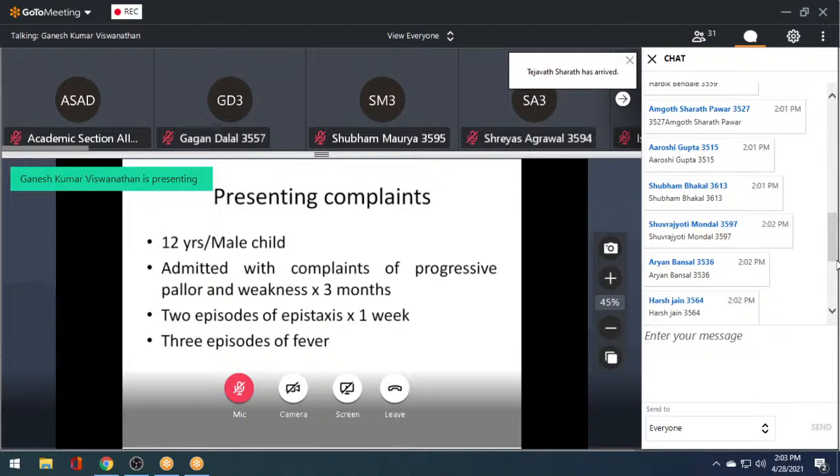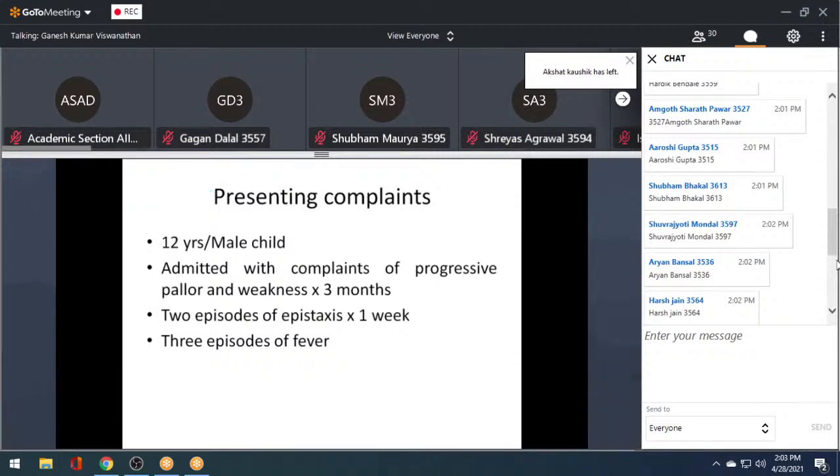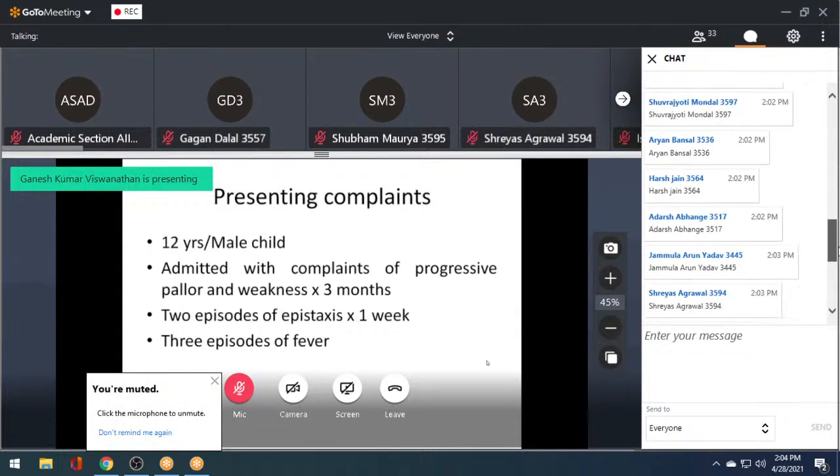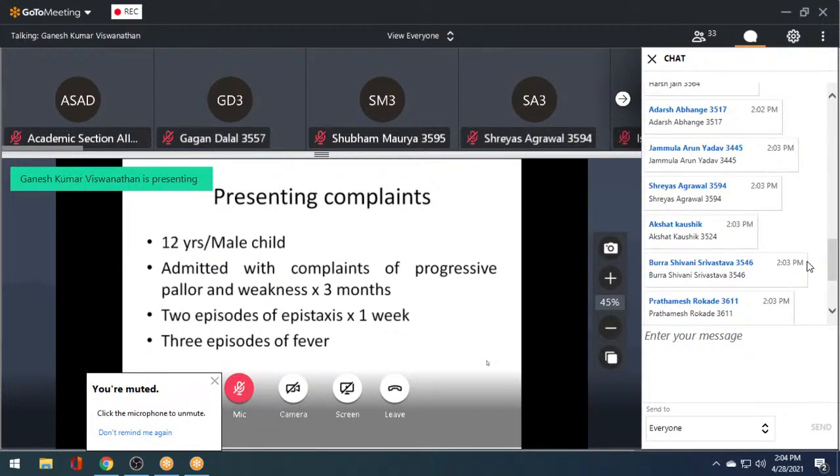Here we have a 12-year-old male child admitted to the hospital with complaints of progressive pallor and weakness, present for the past 3 months. The child also has 2 episodes of epistaxis in the last 1 week, and 3 episodes of fever. So let's start with Ishan Gupta.